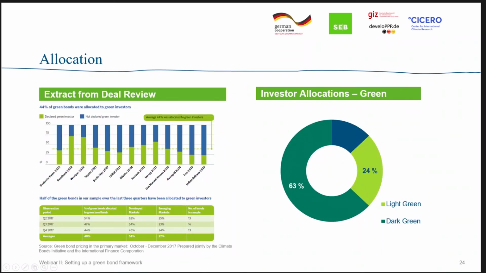Another difference concerning issuance of green bonds compared to regular bonds is the allocation to investors. More precisely, what proportion of the allocation that went to investors who label themselves as socially responsible or green investors. In a sample studied by the CBI and the IFC, 44% of the allocation went to labeled green investors. Underwriters have for some time tried to evaluate to what extent investors are green and distinguish between light and dark green investors, as seen in the extract from a deal review on the right-hand side.